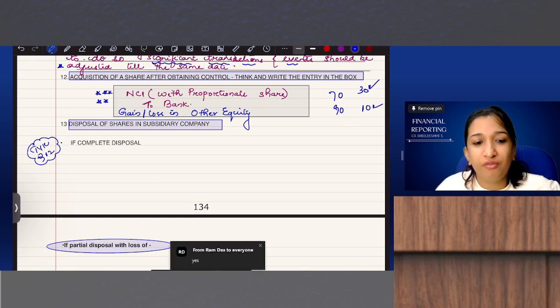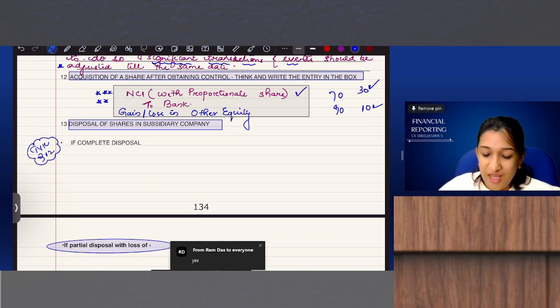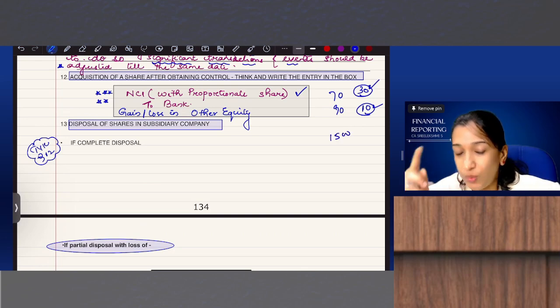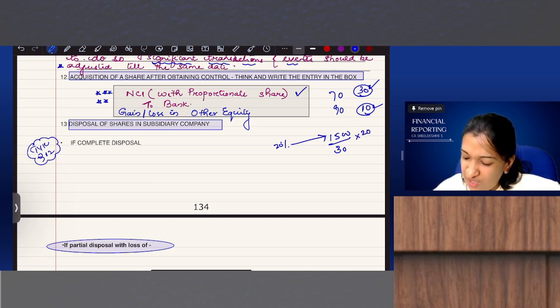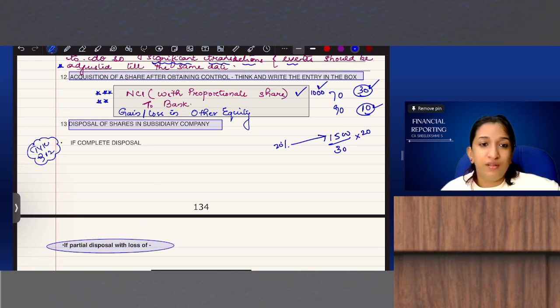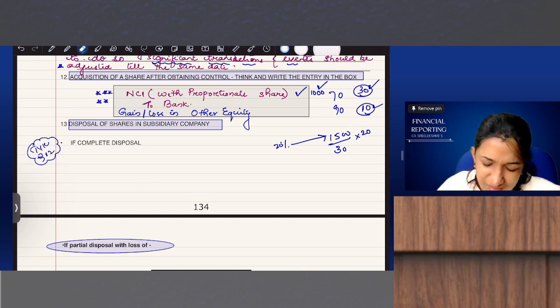Tomorrow if you get a 4 marks or 5 marks question, what is the entry? NCI debit with proportionate share. If NCI was 30, now NCI is 10. The NCI balance was 1500 on the date of acquisition of the further 20%. 1500 was for 30, and now 20 is reduced. So 1500 divided by 30 into 20: debit NCI 1000. NCI's share of 1000 is reduced. How much did you pay for this? If I paid 900, then gain. If I paid more than 1000, then loss. Are you following?